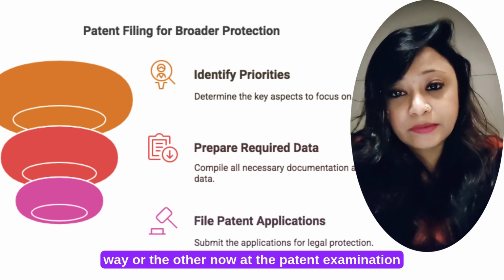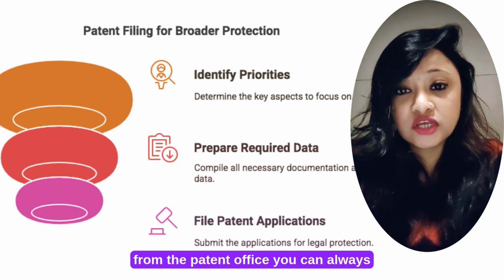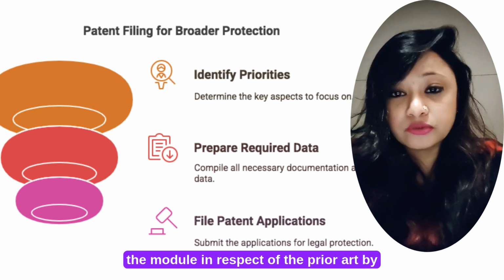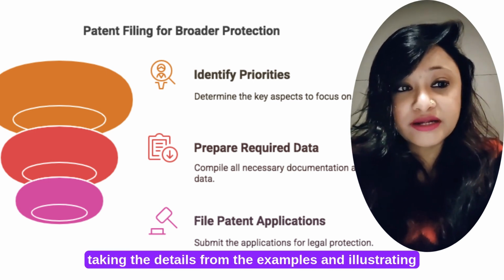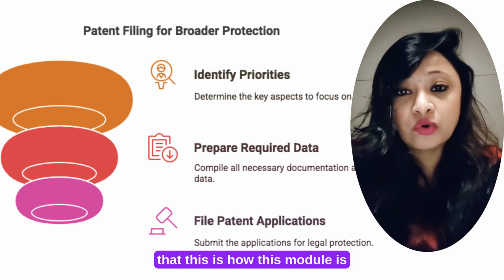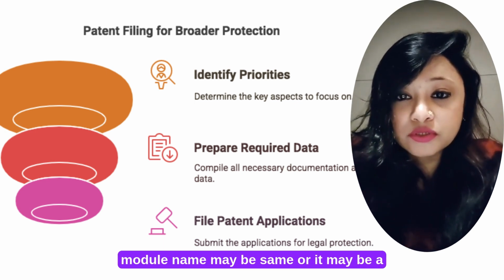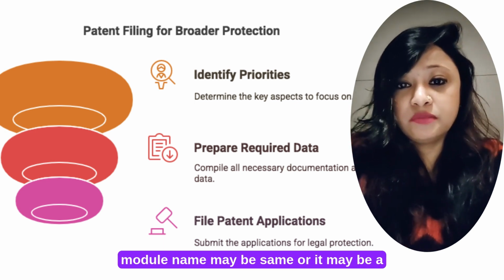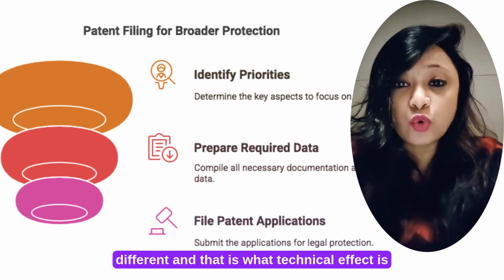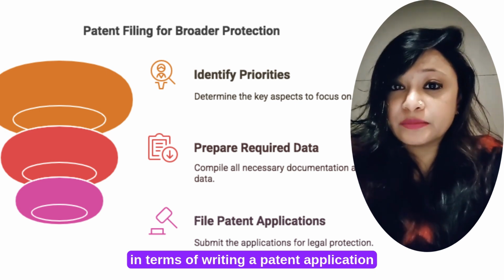Now, at the patent examination stage, when there is an inquiry from the patent office, you can always refute the functionality of the module in respect of the prior art by taking the details from the examples and illustrating that this is how this module is different from the prior art module. Maybe the module name may be the same, or it may be a synonym of the module. However, the functionality is different, and that is what the technical effect is in terms of writing a patent application.